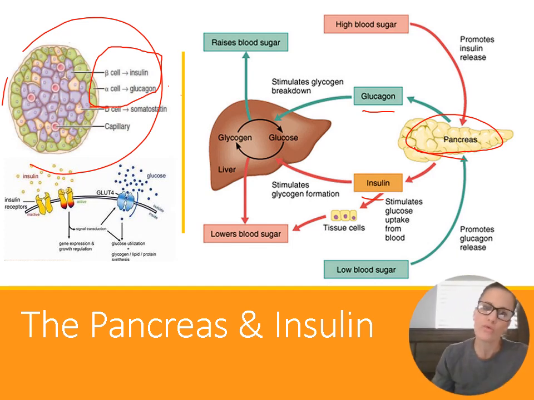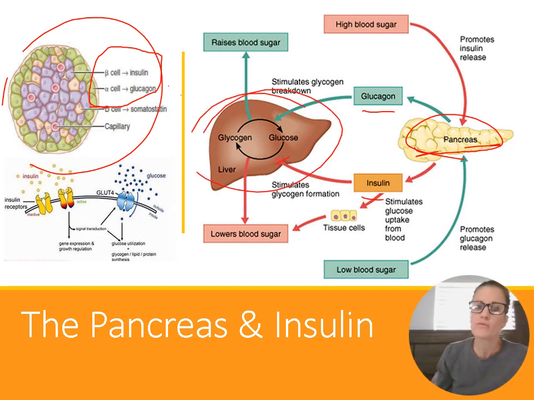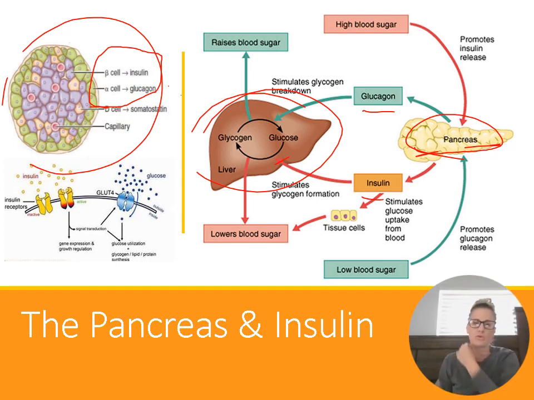Okay, so if you look over here at the right, you see, of course, the pancreas is where we're going to get those hormones, glucagon and insulin. And then also you'll see the liver over here. The reason we look at the liver is because the liver is where we store excess glucose. So the liver and the muscles. But when we're talking about blood glucose, we're really looking at the liver here.